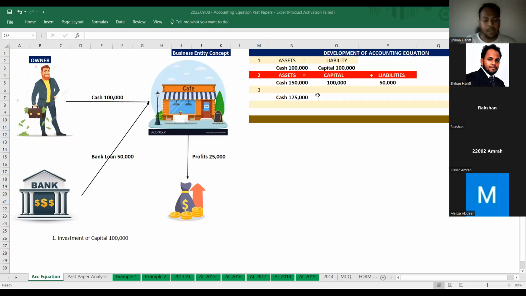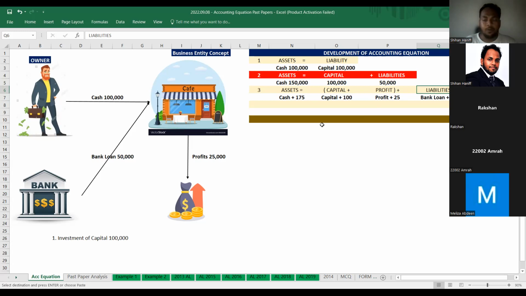Now cash 175, capital 100, the profit 25, bank loan 50. So the equation will be assets equals capital plus profit plus liabilities. So always remember the profit portion is added to the capital. So third equation, assets equals capital plus profit plus liabilities.